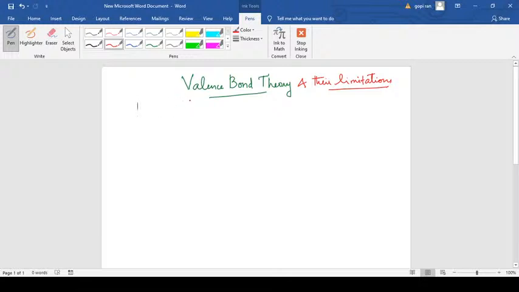What is the use of this valence bond theory? What can we find out from the valence bond theory? A few things we can find out. First thing is hybridization. What type of hybridization we can find out? And the second thing, with the help of that we can find out the magnetic property.